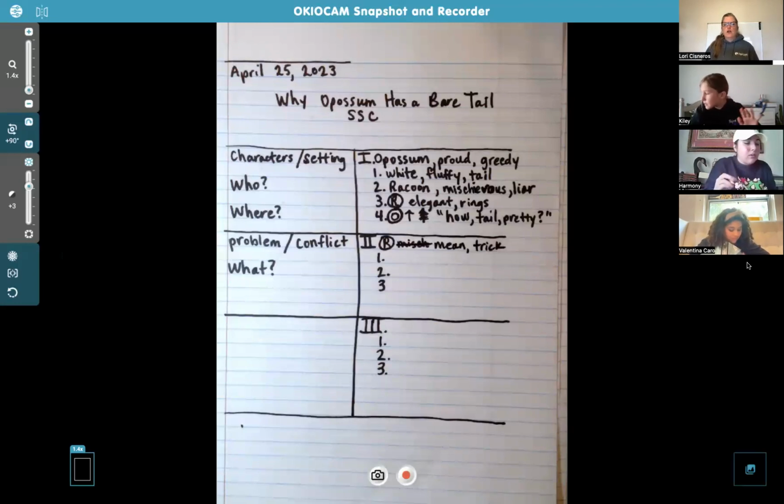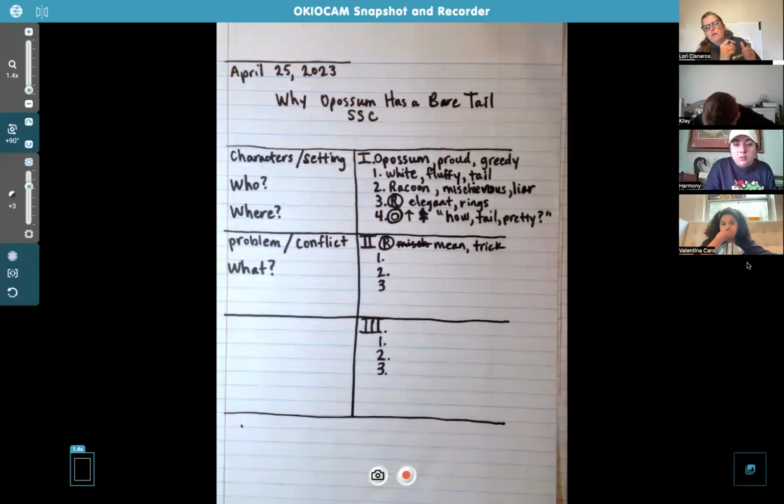Now let's ask Harmony, now that she knows the story, what did Raccoon tell Opossum to do with his tail? Remember? Wrap it in cedar bark. He said to wrap it in cedar bark. Yeah, he did. He said to wrap it with the cedar. You know, cedar is a type of tree. And the bark, you know, is the part that grows on the tree.